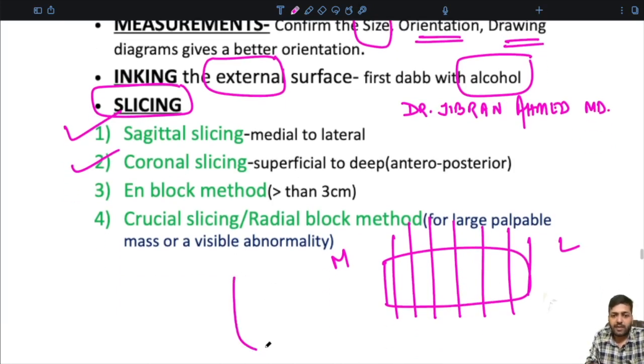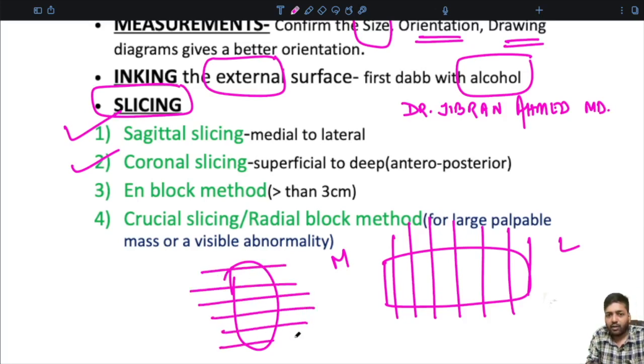Now if the specimen is this long, you can slice it from superior to deep, or anterior to posterior. So you can do the coronal section like this. It is vertical, going up to down. So it is anterior or superficial, posterior or deep. This is the coronal section.